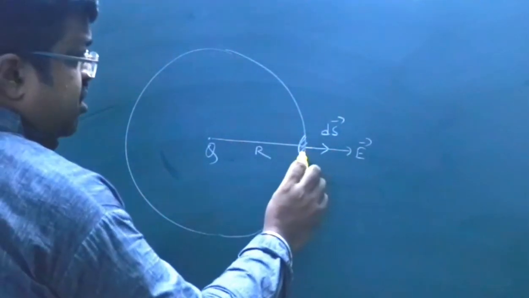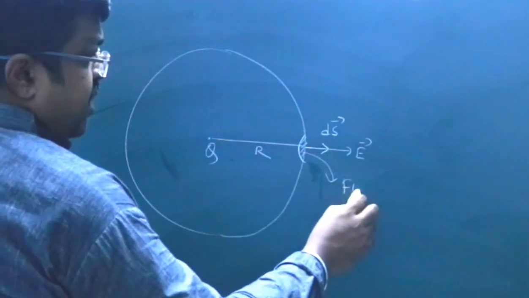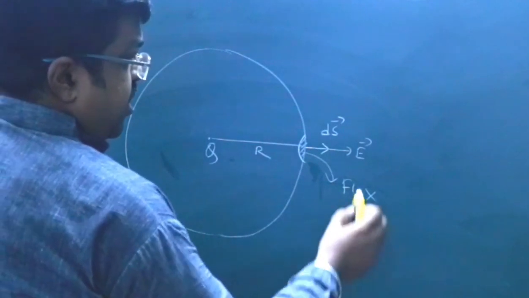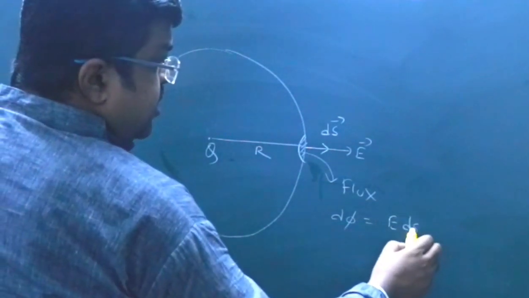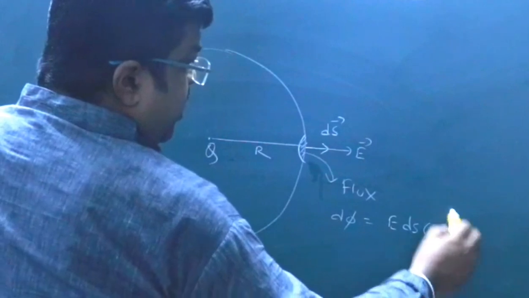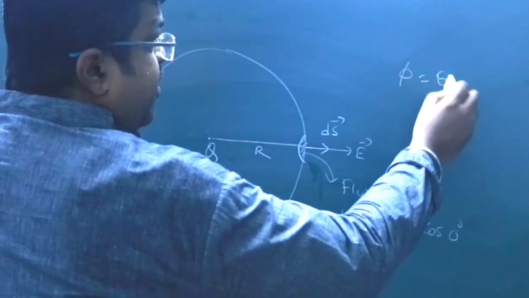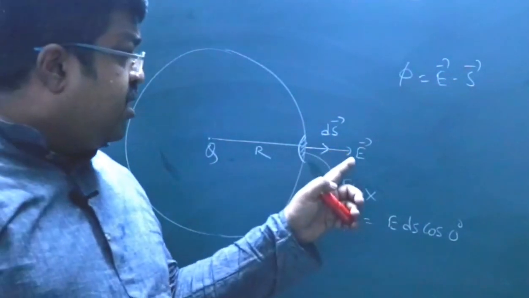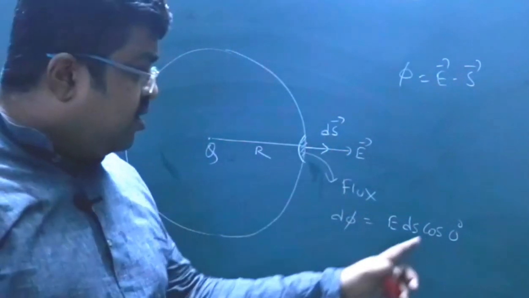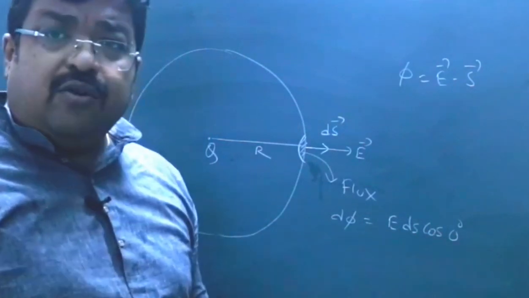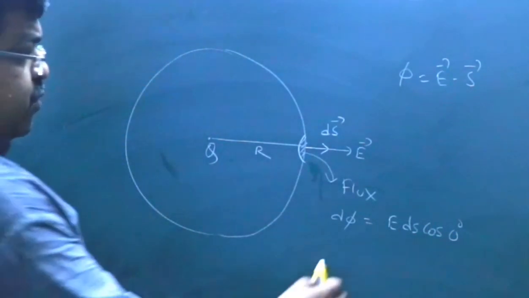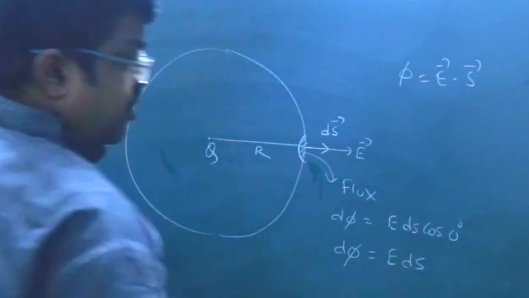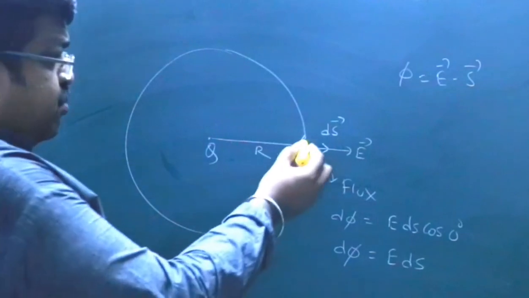So the flux through this small area, d phi, will be E ds cos 0 degree. See, flux is E dot s. Here the angle between the electric field and the area vector is 0 degree, so this is E ds cos 0 degree. So we have d phi is equal to E ds. This is the flux through this small part.